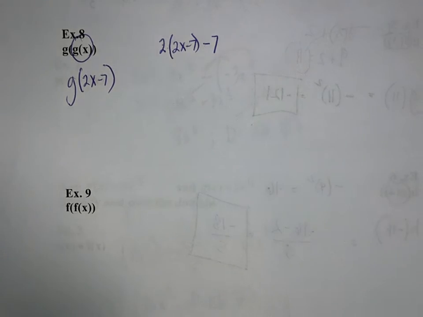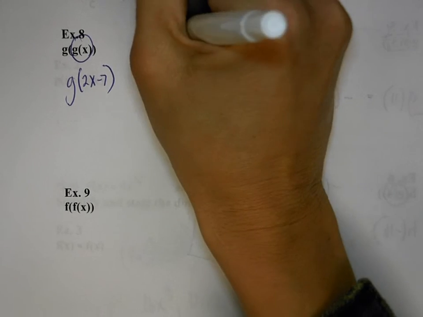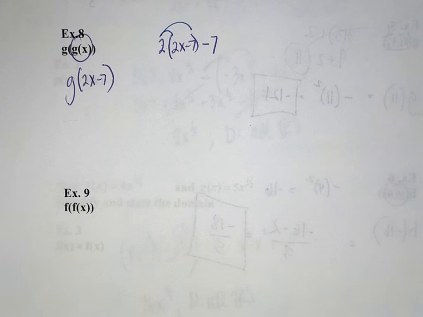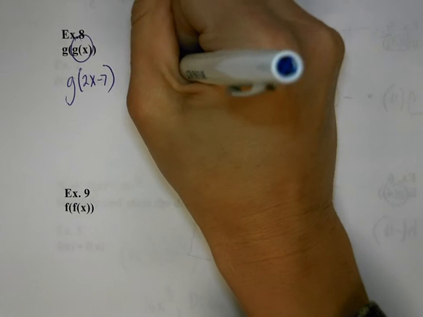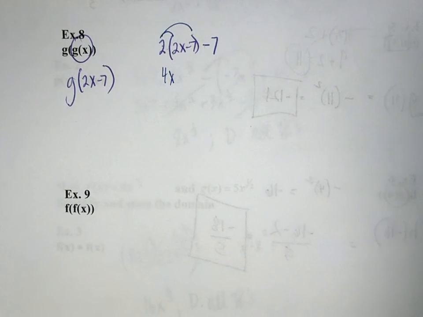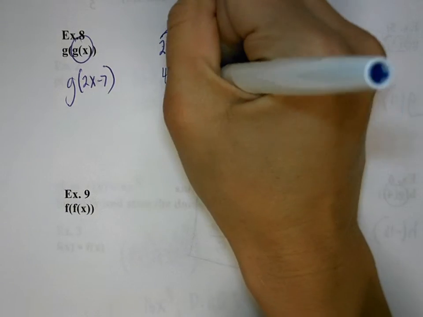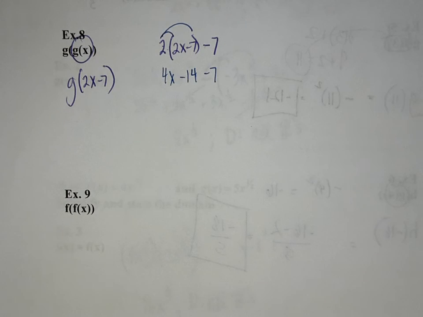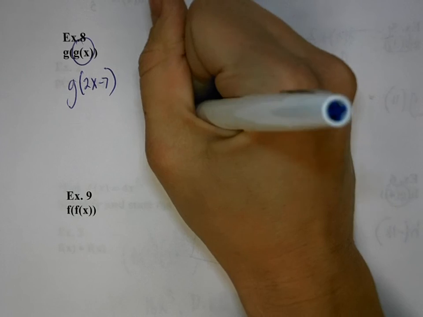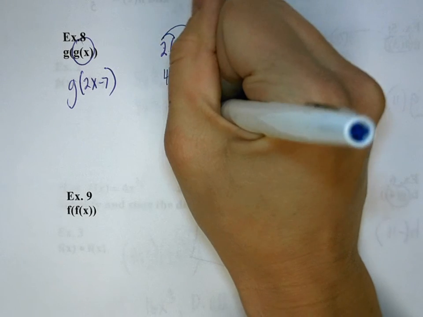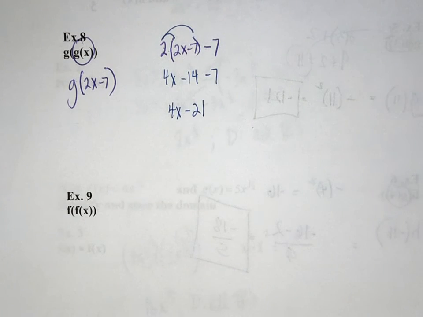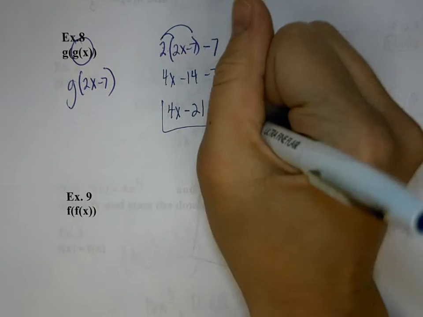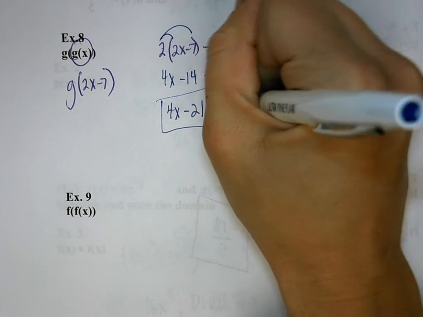Distribute. Good. So we can simplify. So we distribute the 2 through. 2 times 2x is 4x. 2 times negative 7 is negative 14. And then I have minus 7. And last we combine our like terms. And so I get 4x minus 21. Okay? So that's my answer, except I need to also state what my domain is.